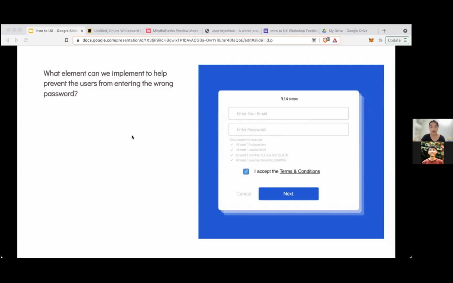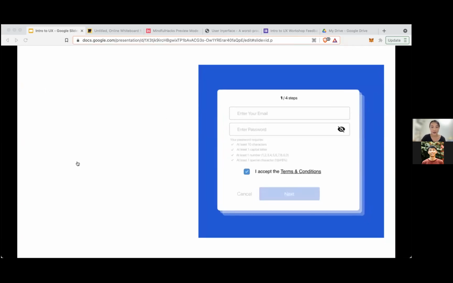So we have this improved screen, but we want to make this improvement to prevent users from entering the wrong password. And so the two things that we can do to improve this screen is that we can add an eye icon here, and we can also make the button here disabled when there's nothing entered in the fill box.